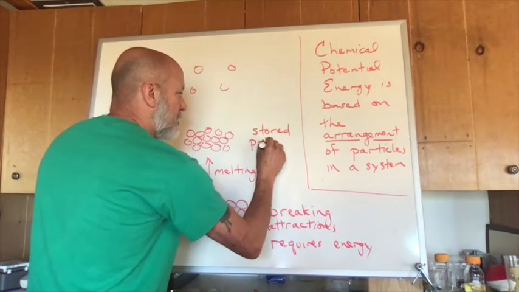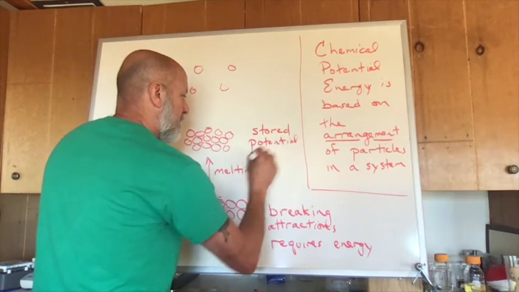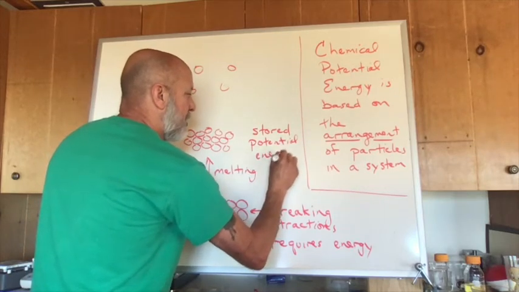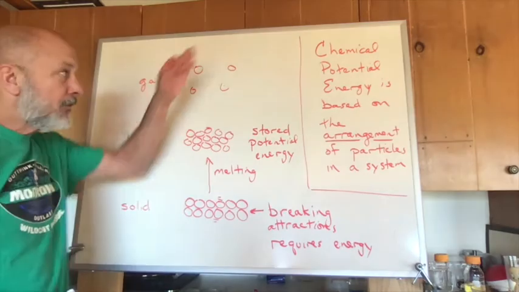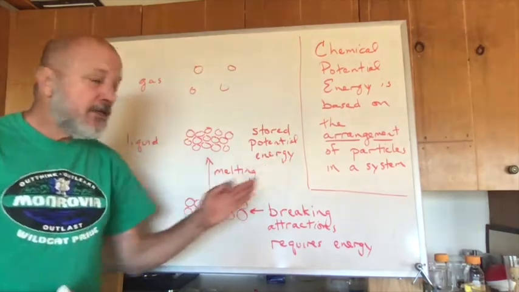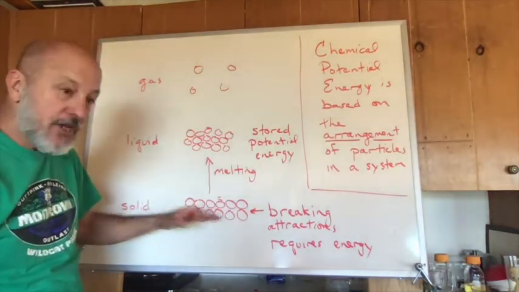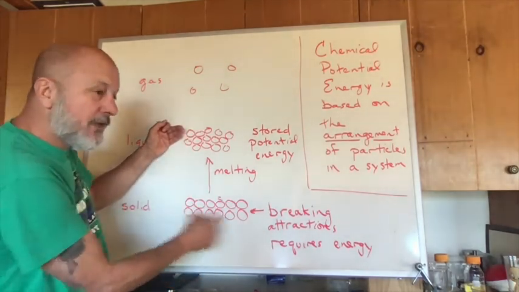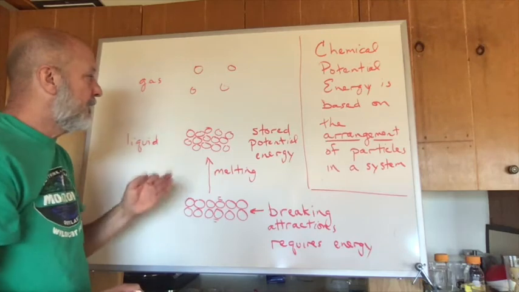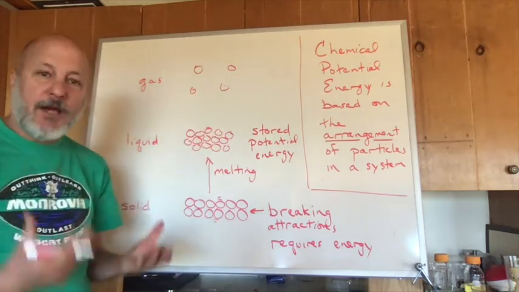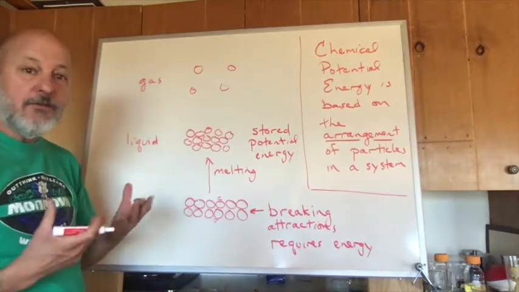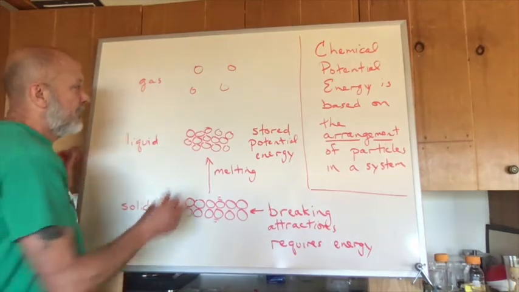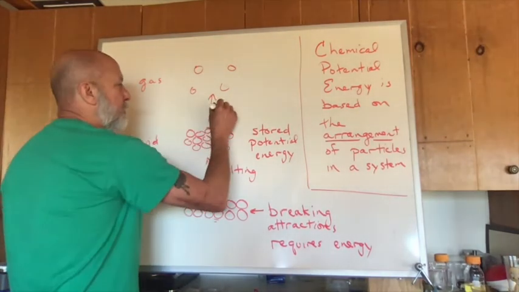potential energy. So chemical potential energy is based on the arrangement of particles in the system. If I change their arrangement from solid to liquid, and changing that arrangement involves breaking attractions, then that new arrangement has a higher stored energy, which I can use. And then, of course, what happens next? Evaporation.